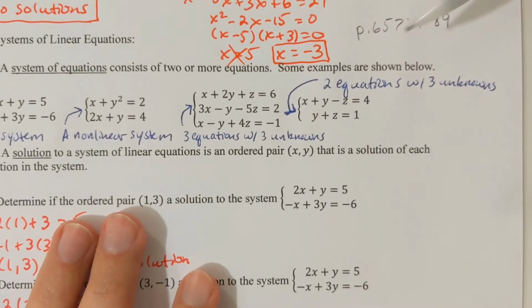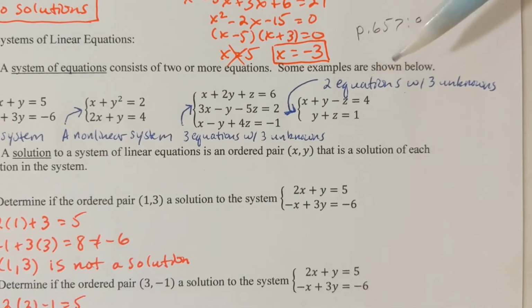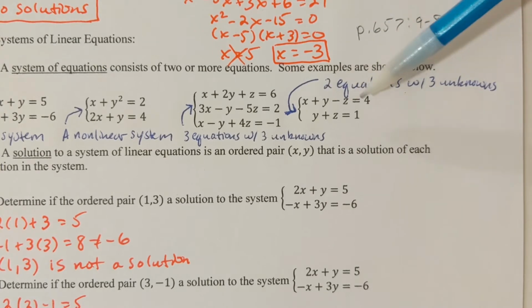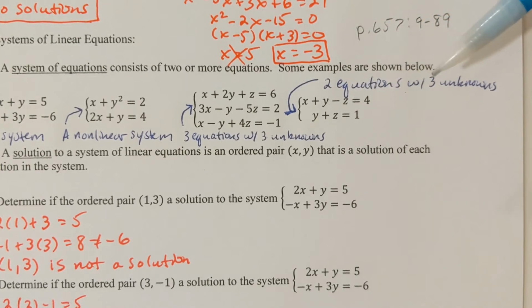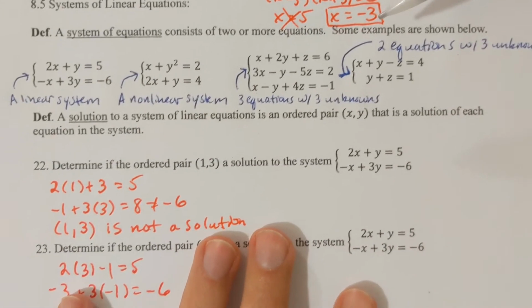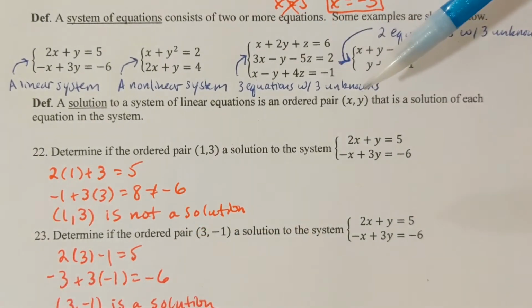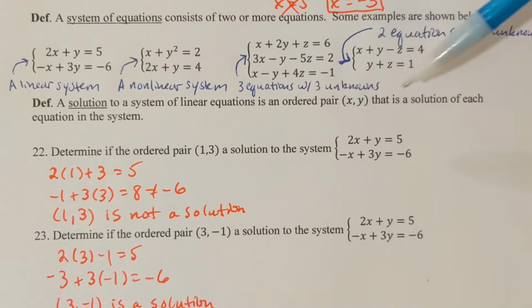Okay, and here's another example. Now the number of unknowns doesn't have to match the number of equations. Like here I've got two equations and there's three unknowns. And I'd still want to find x, y, and z such that both equations here would be satisfied. Now a solution to the system is an ordered pair x, y that would be a solution to each equation in the system.